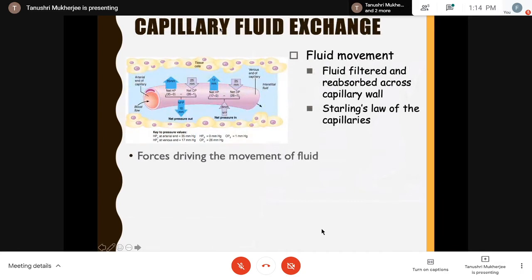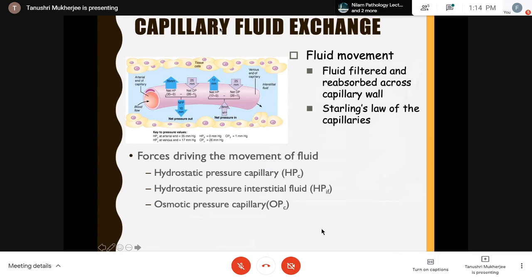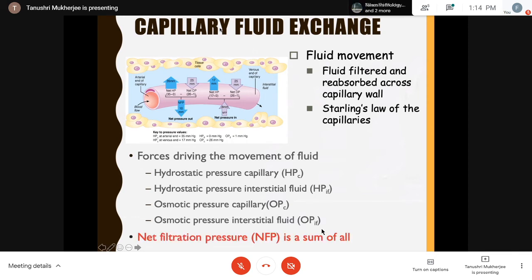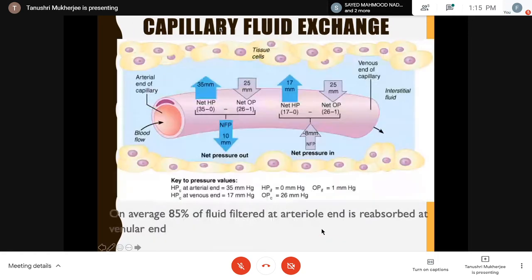And the fluid movement across the capillaries is driven by the following pressures. The hydrostatic pressure is the basic physiology, as we know, of the vessels. The hydrostatic pressure in interstitial fluid, the hydrostatic pressure in the capillaries, the osmotic pressure of the capillaries, and the osmotic pressure of the interstitial fluid, and the net filtration pressure is the sum of all. This is the Starling's law of the capillary. So this is the fluid exchange. On average, 85% of fluid is filtered at the arteriole end and is reabsorbed at the venular end.